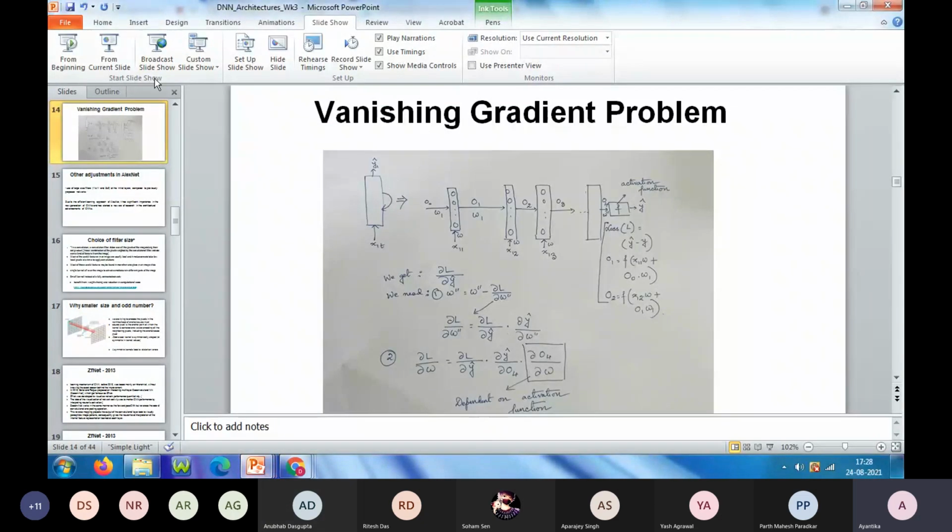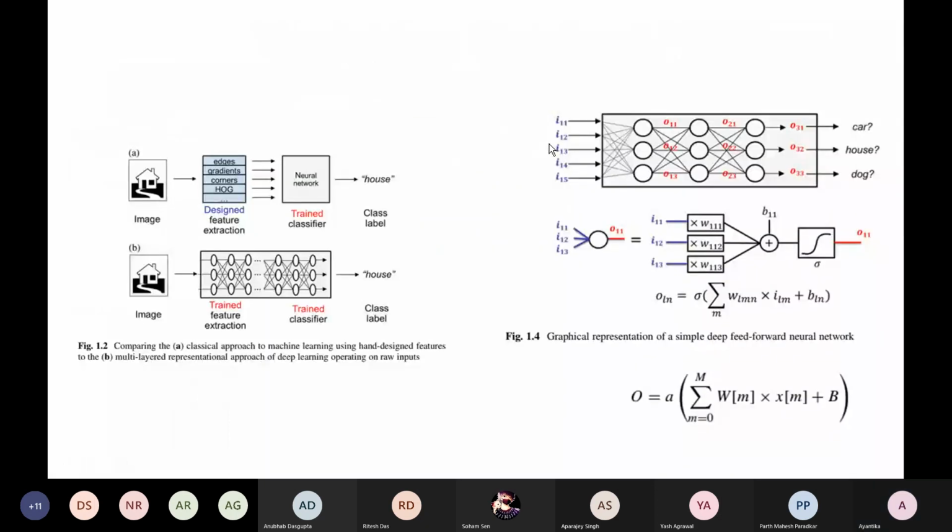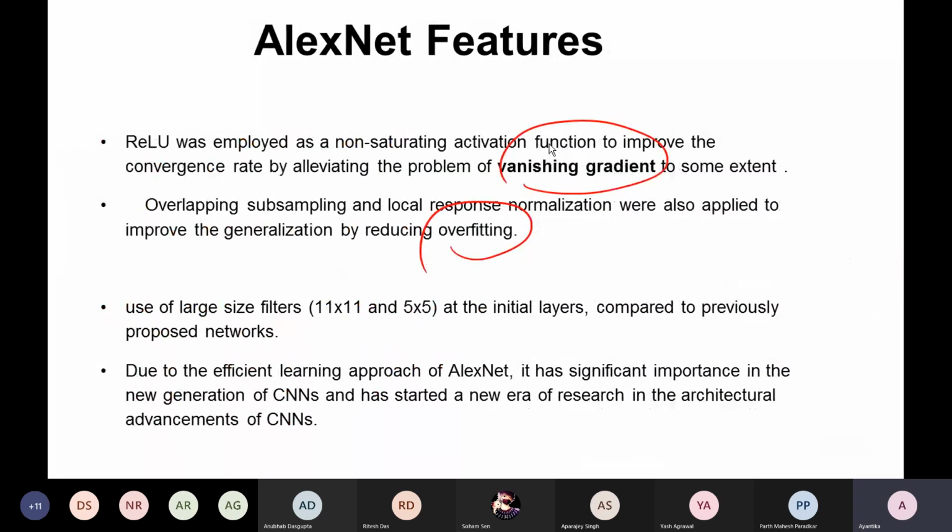So you can see here, whatever we were discussing last day, that's why it was mentioned in the case of AlexNet features that ReLU was employed as a non-saturating activation function to improve the convergence rate by alleviating the problem of vanishing gradient. This is an important feature of AlexNet: before it, usage of ReLU activation was not very common. At that time sigmoid was used.